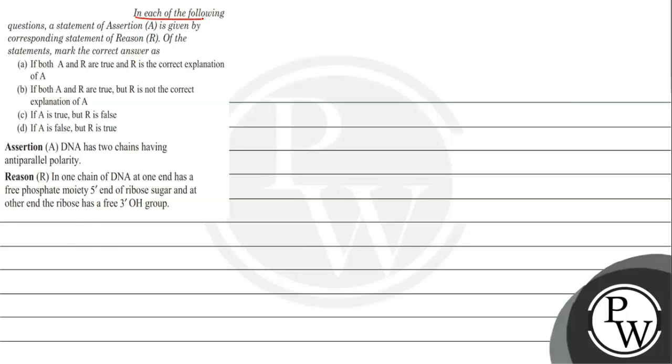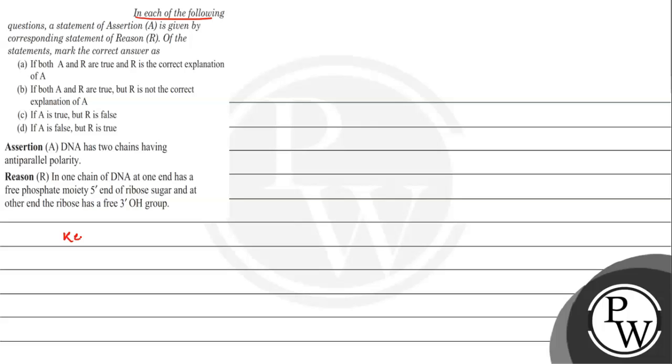The question says, in each of the following questions, a statement of assertion A is given with a corresponding statement of reason R. Of the statements, mark the correct answer as: हमें इस पैटर्न में इनको मार्क करना है whether they are correct or not. हमें देखना है कि if both A and R are true, R is the correct explanation of A, मतलब दोनों ही केसेस सही हैं. If both A and R are true, but R is not the correct explanation of A. If A is true but R is false, if A is false but R is true. Let us look into it.